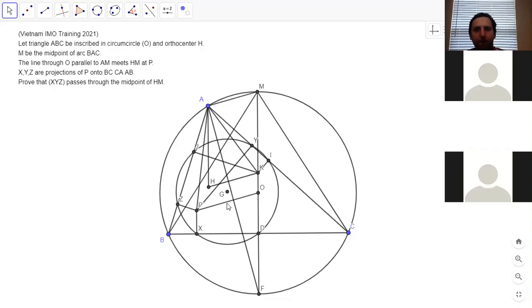There's a lot going on here. Yeah, I don't know too much about isogonal conjugates. That's the thing. Let's see.